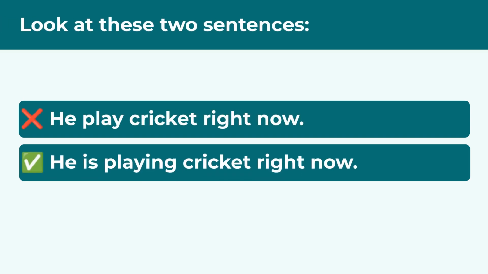Look at these two sentences. Wrong: He play cricket right now. Correct: He is playing cricket right now. Why is the first sentence wrong? And why do we need "is" and "playing"? If these questions confuse you, this lesson is for you.